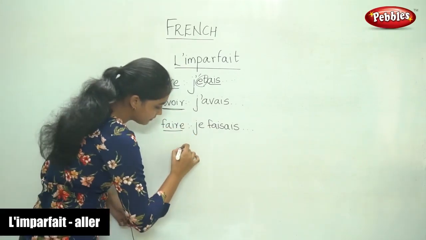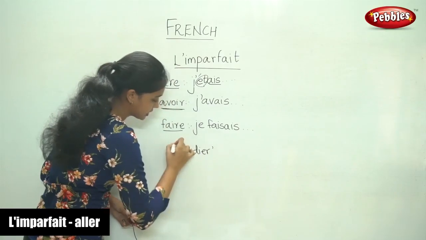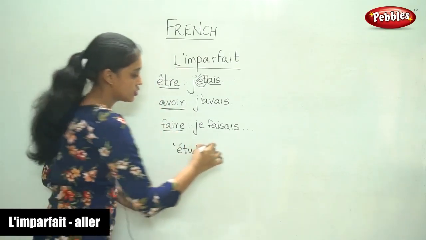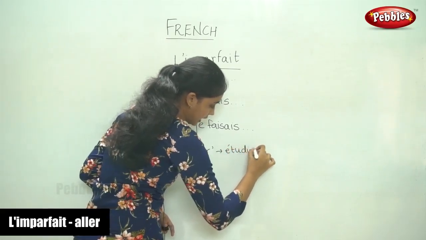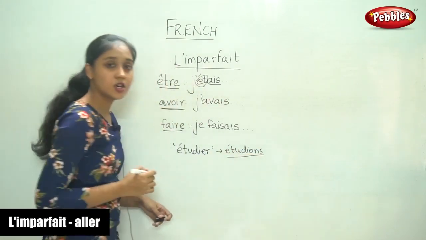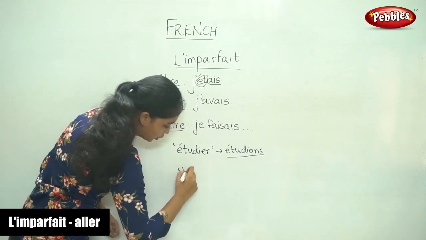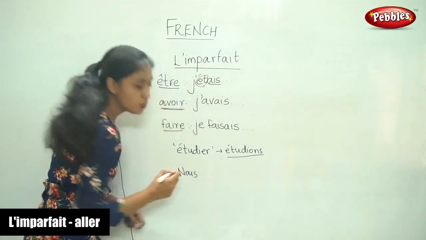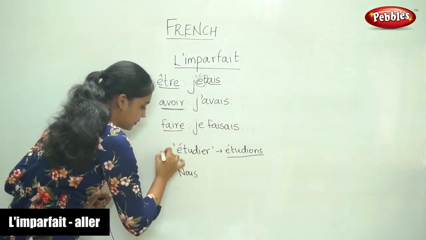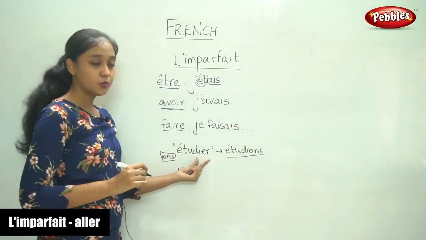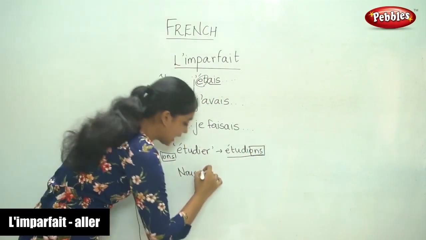Now for verbs that end with IER. So for example, take this verb. So the nous conjugation would be étudiions, right? So now when you want to write this verb in the imparfait, say for nous, what is the imparfait ending for nous? It is ions, right? So now when we write imparfait, we remove ons and we add the ending.